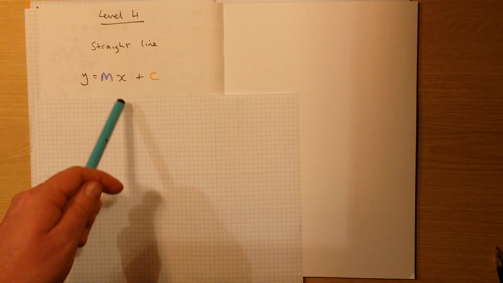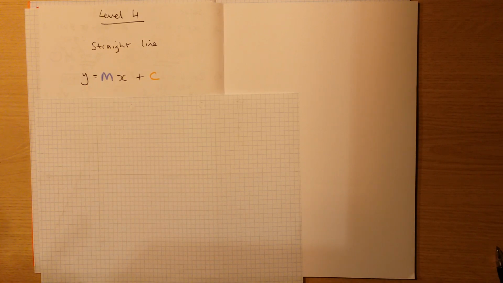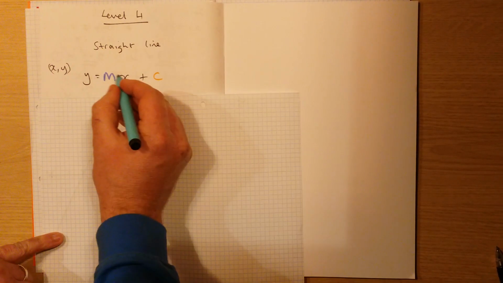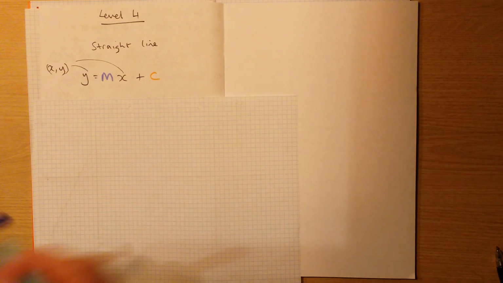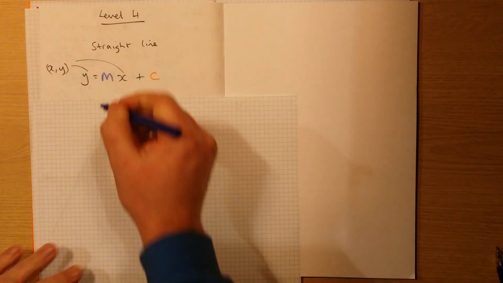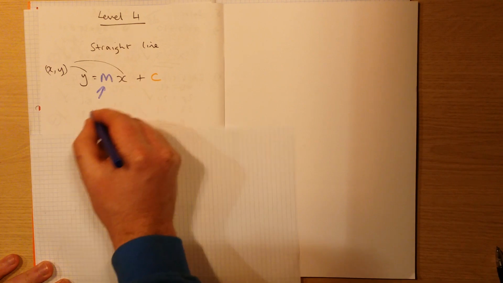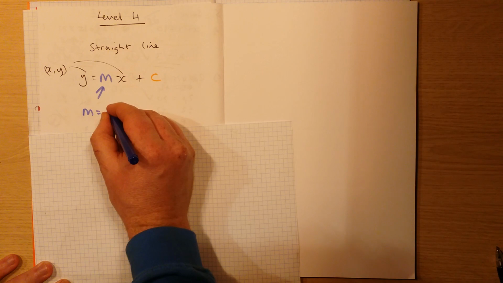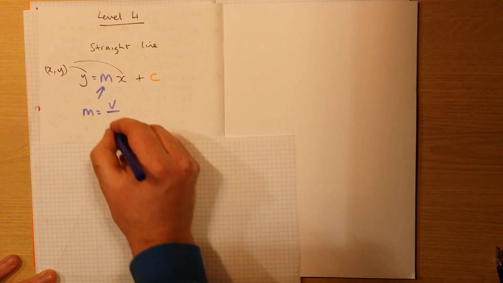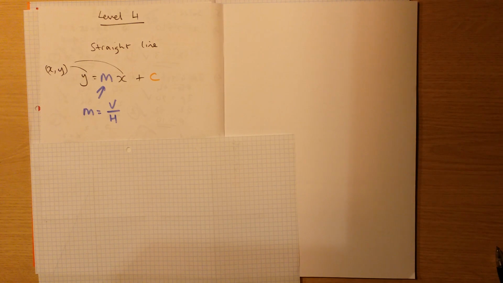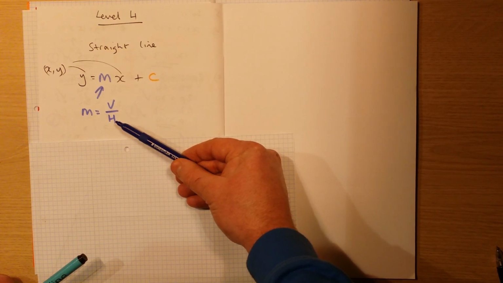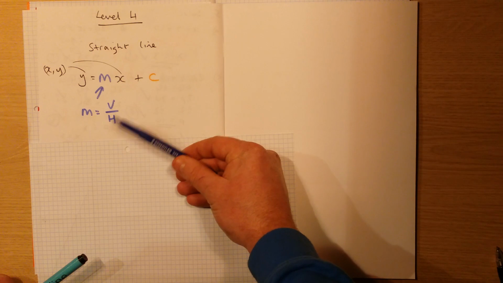Now, x and y stand for any coordinate anywhere on the line. So xy is any coordinate, and that's where those come from here. The gradient is m, and the reason we use m is because the German word for gradient begins with m. So the gradient is how steep the line is. It's the vertical distance over the horizontal distance. In other words, it's the steepness of the slope. A gradient doesn't have any units, and basically the bigger the number, the steeper the slope.